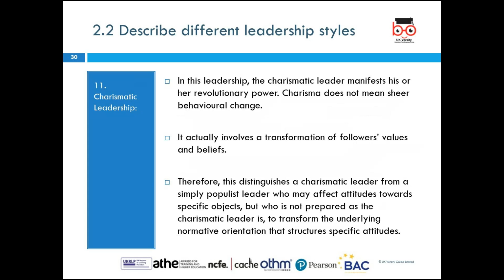Charismatic leadership is where you're looking at your own behavior, your own charisma and your own personality. A charismatic leader is quite popular and quite liked by their teams. So you're really going off your own behavior for this one.